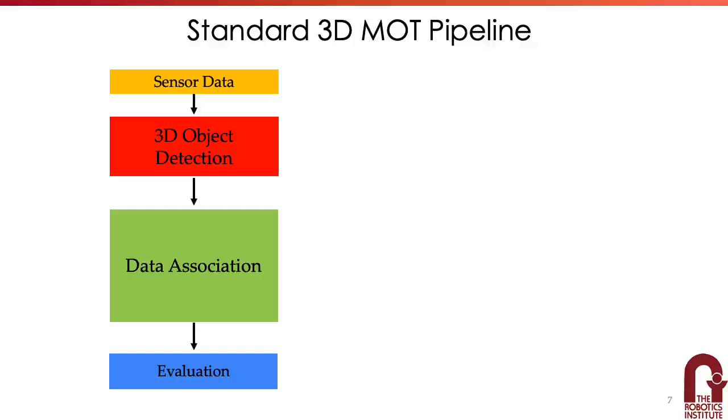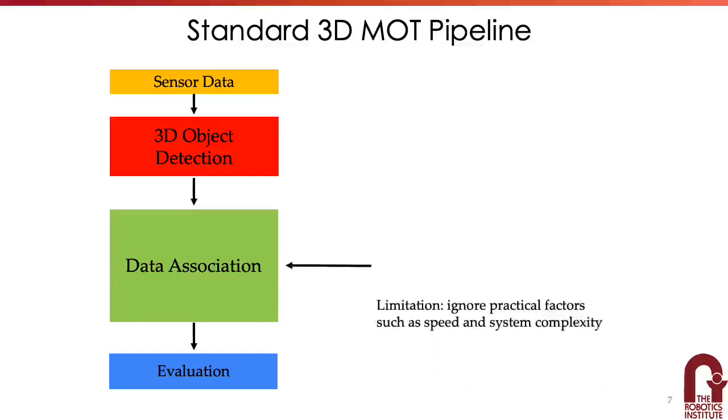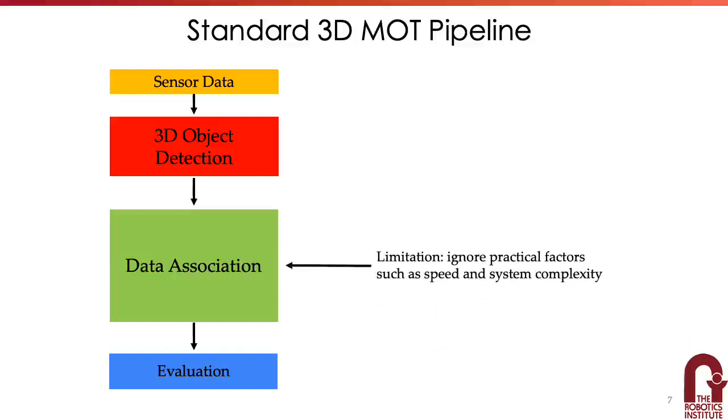Okay, we have talked about the standard pipeline. What are the limitations of prior work? In this work, we address two limitations. First, prior 3D MOT methods tend to focus too much on novelty and accuracy, while ignoring practical factors such as runtime speed and system complexity. Second, an appropriate 3D MOT evaluation tool is not available, and prior 3D MOT methods cannot be fairly compared.